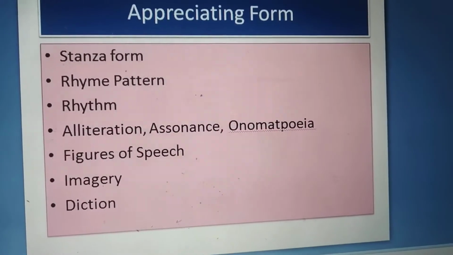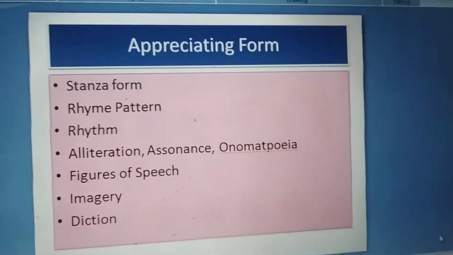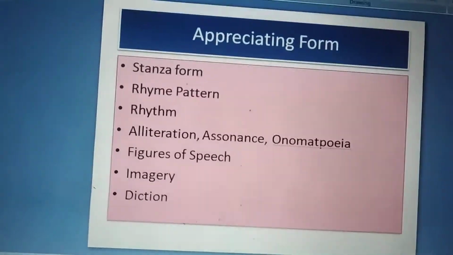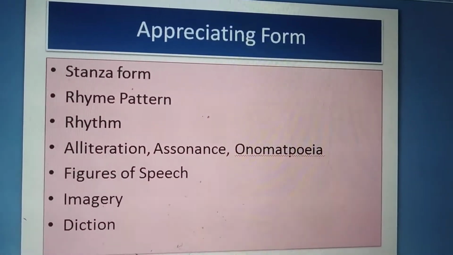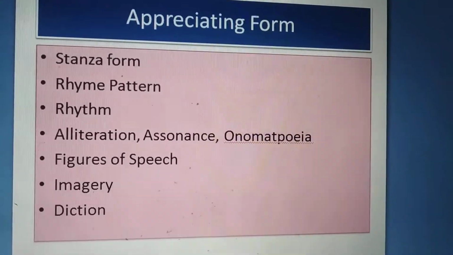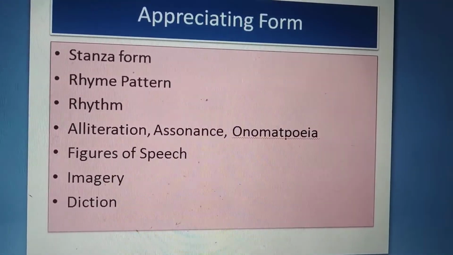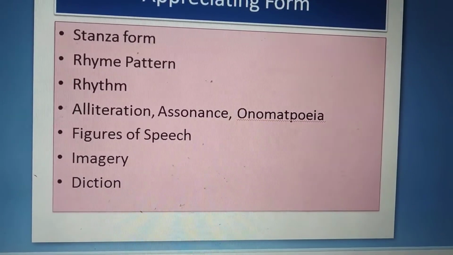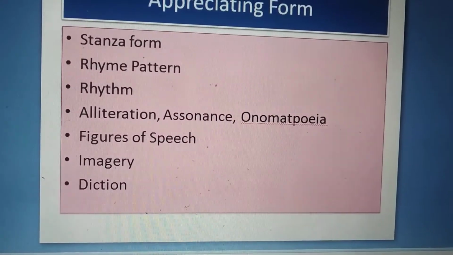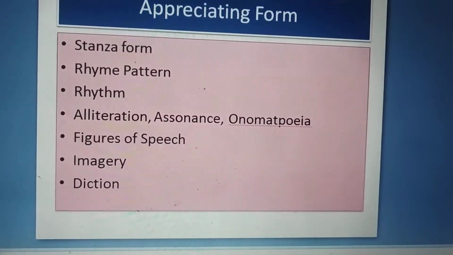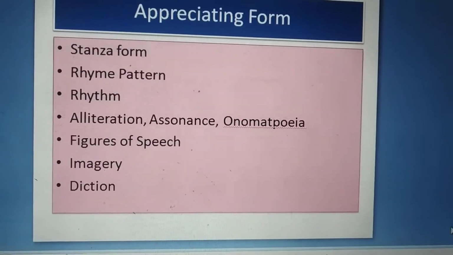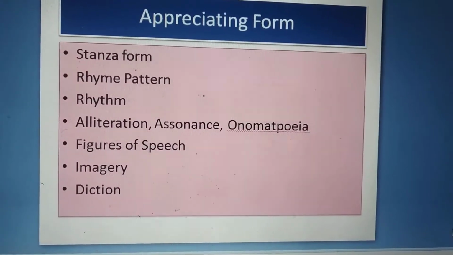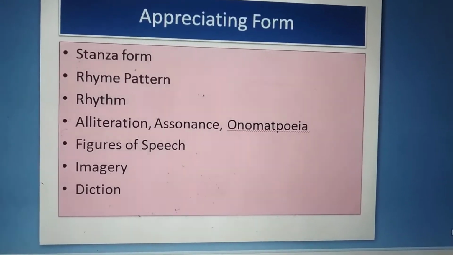Thereafter, we move to appreciating the form of the poem, and in this section we try to look at the stanza form, the rhyme pattern, the rhythm pattern, alliteration, assonance, onomatopoeia. Then we also try to find out the figures of speech, the pattern of imagery or general images used, and the diction that has been used in the poem.